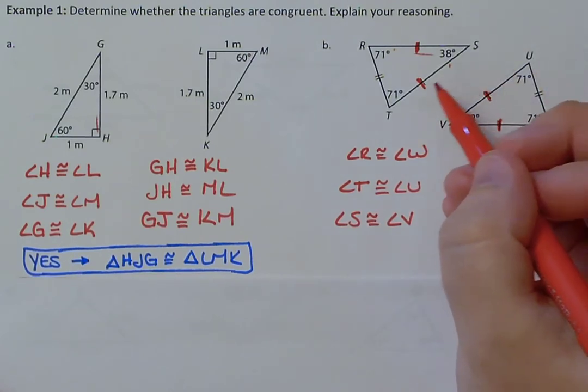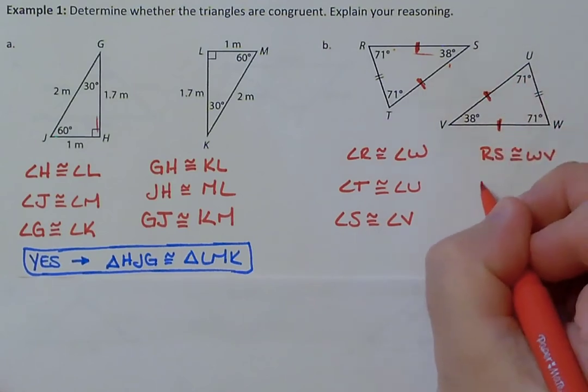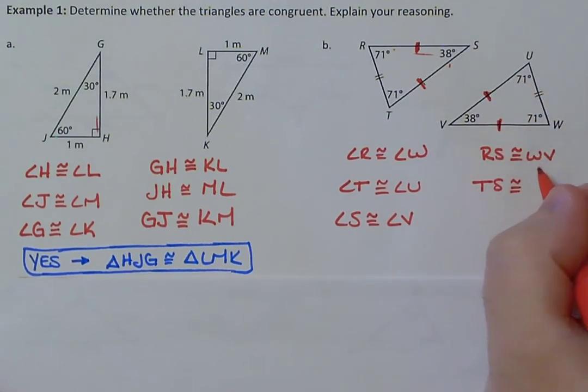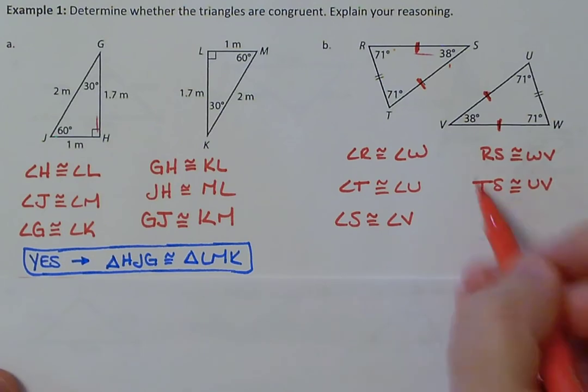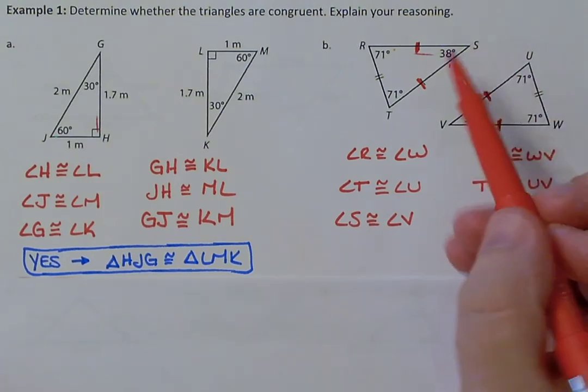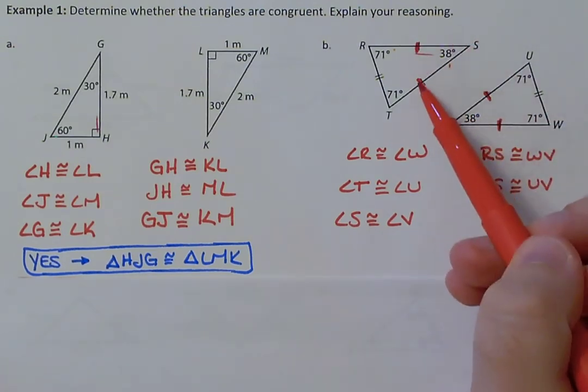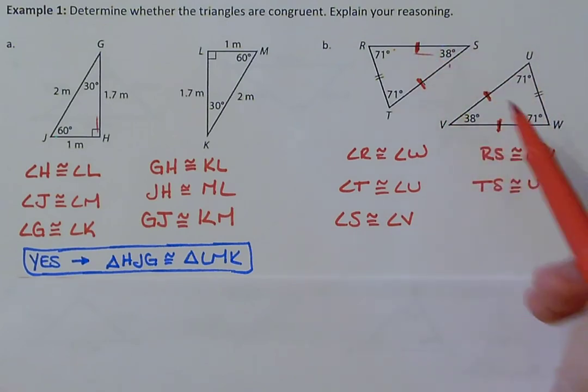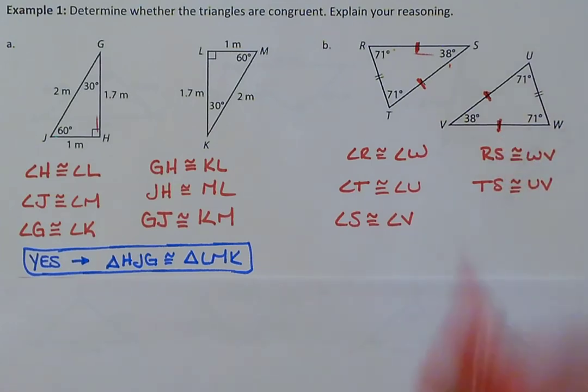And then I can also say that TS is congruent to UV. So again, the reason I can say that these pair of sides are congruent to each other is because the diagram gave me tick marks, which indicates that this is congruent to this, and this is congruent to this. That would mean that all 4 of these sides are the same measure.